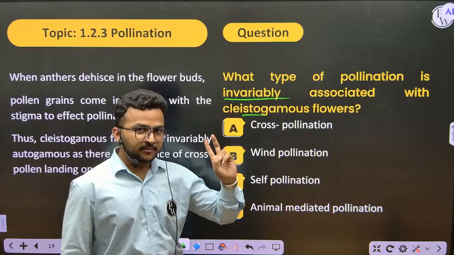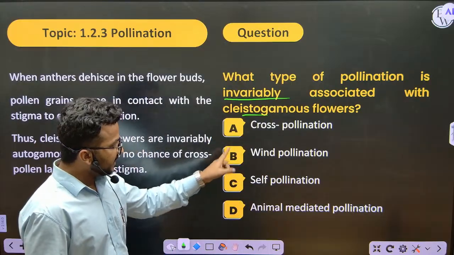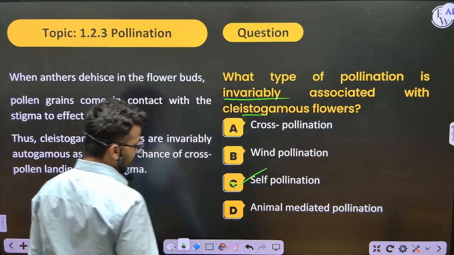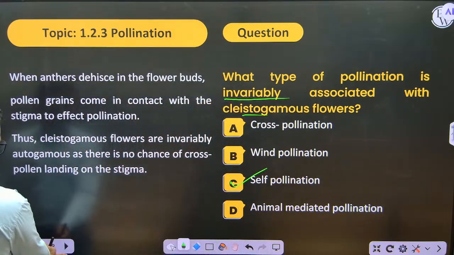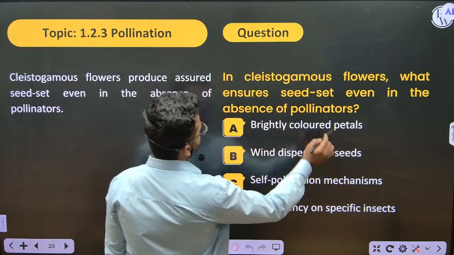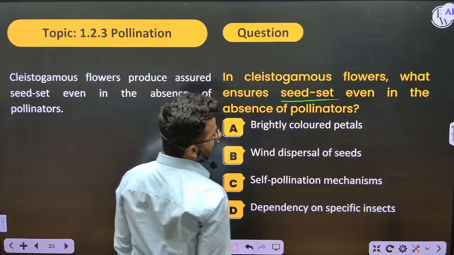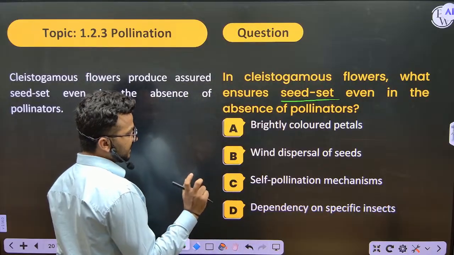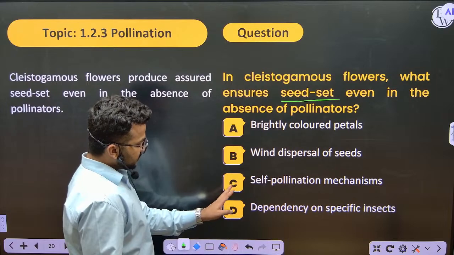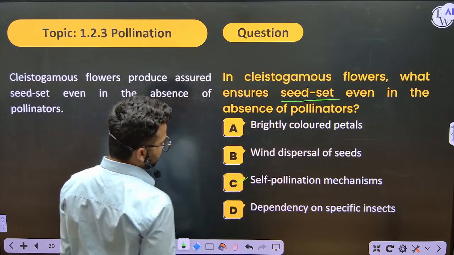The two statements were given, and the second statement says that cleistogamous flowers are invariably autogamous, that is self-pollination. Option C will be the answer. In cleistogamous flowers, what ensures seed set? Assured seed set is there, even in the absence of pollinators, because of the self-pollination mechanism.